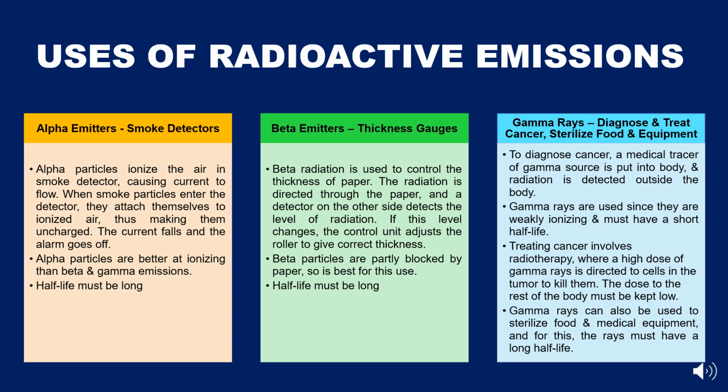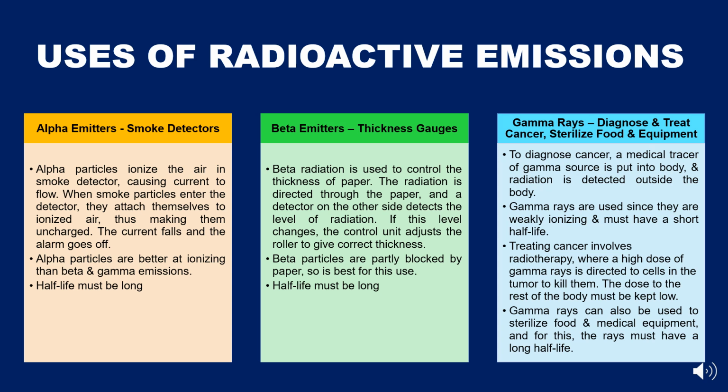Now, in the process of diagnosing cancer, a medical tracer of gamma source is put into a body. So what is this medical tracer? It is a radioactive substance that is put into a patient's body, and the path of the substance is tracked by a detector outside the body. So this can be used to diagnose cancer. And why is the gamma source used? Because the gamma rays can pass out of the body very easily, so it can be detected. In this use, it is weakly ionizing, and it must have a short half-life.